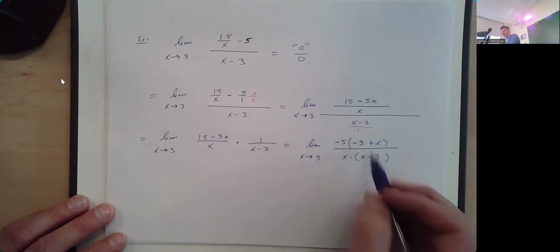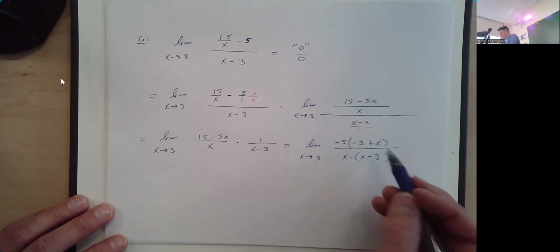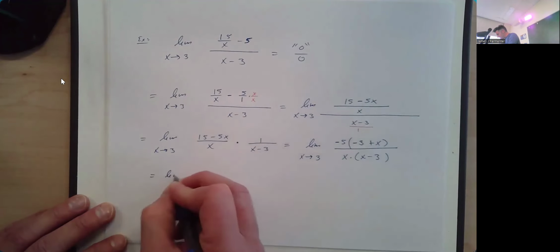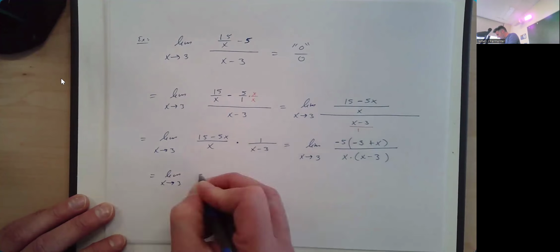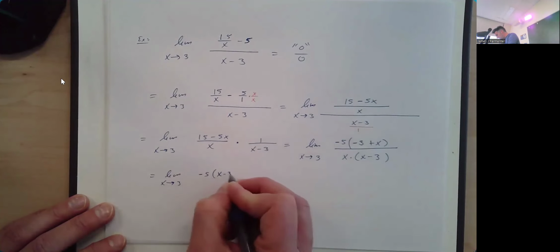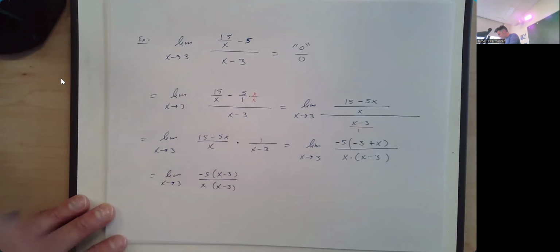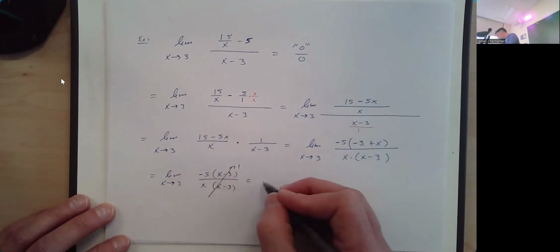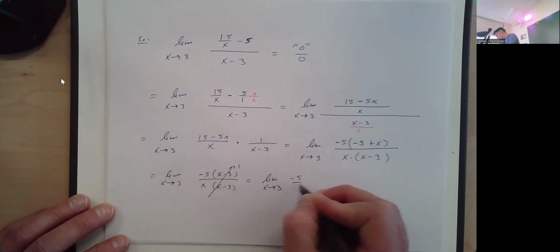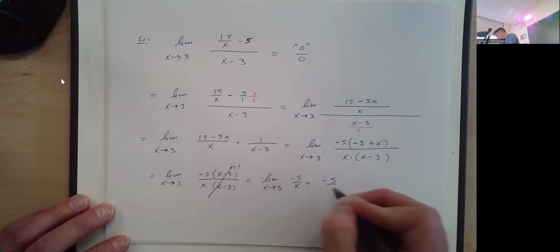And those are the same. I know they're written not the same, but they are the same. You can rewrite it as the limit as x approaches 3 of -5 times x minus 3 over x times x minus 3. X minus 3 divided by x minus 3 is in fact 1. So we're left with, you could probably skip this step and just say you have -5 divided by 3.